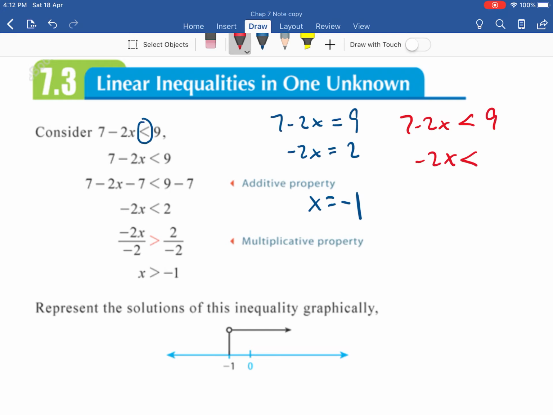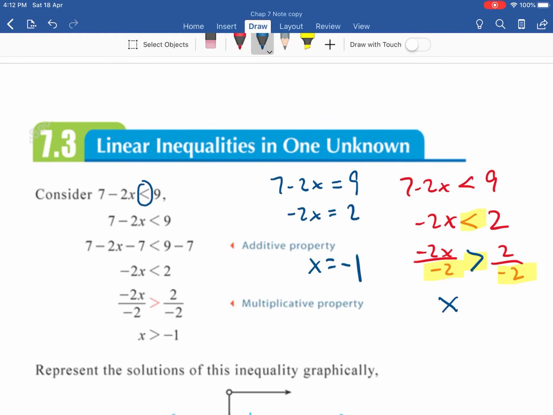it is exactly the same, except that whenever you multiply or divide by a negative value, you have to change the inequality sign. Highlight this: because this is a negative value, you have to change the inequality sign to greater than when you divide. So x is greater than minus 1. That is the answer.